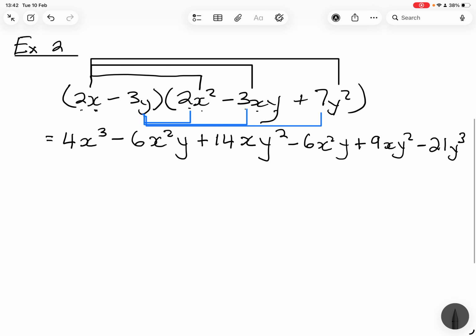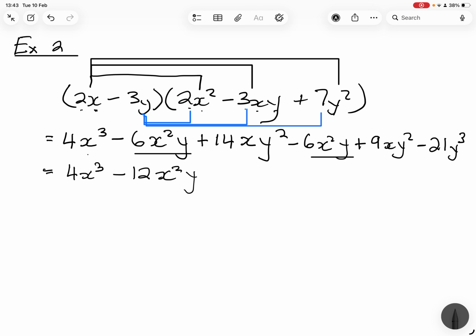Which means we are going to add all the like terms. So I've got only one x cubed term, so I've got 4x cubed. Now notice this one looks exactly like this one, so I've got minus 12. Remember we said if the signs are the same, we are going to add the coefficients, but we keep the sign. So we're going to have x squared y. Remember, that's addition, not multiplication.